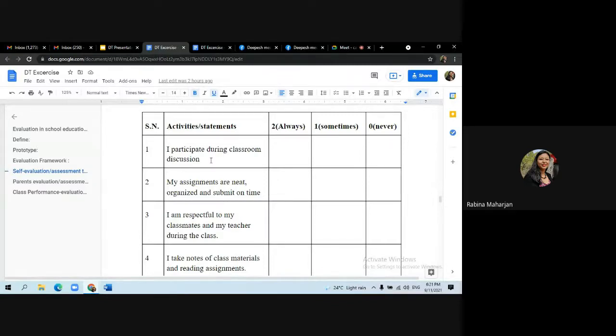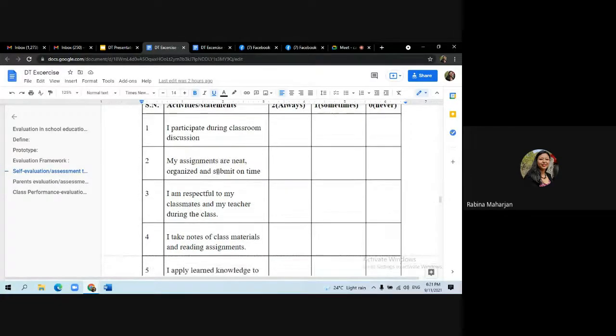Similarly, he or she will evaluate themselves on the basis of statements like my assignments are neat, organized, and submitted on time. Similarly, am I respectful to my classmates and my teachers during the classes? On the basis of that also, they will evaluate themselves.